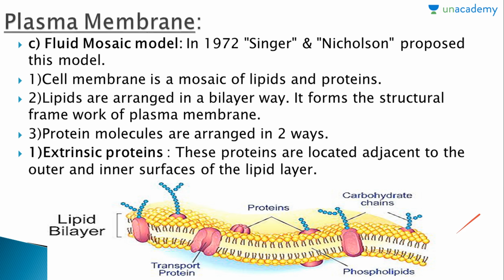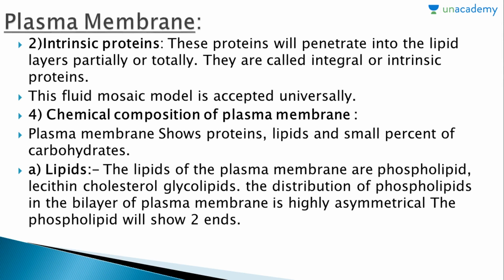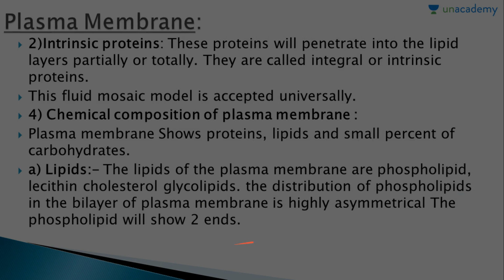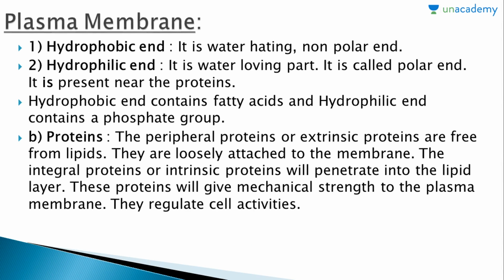I hope so. Next, we have the chemical composition of the plasma membrane. The plasma membrane shows proteins, lipids, and a small percentage of carbohydrates. Firstly, we have the lipids. The lipids of plasma membrane are phospholipid, lecithin, cholesterol, glycolipids. The distribution of the phospholipids in the bilayer of plasma membrane is highly asymmetrical. The phospholipid will show two ends. First is hydrophobic end, the second is hydrophilic end.